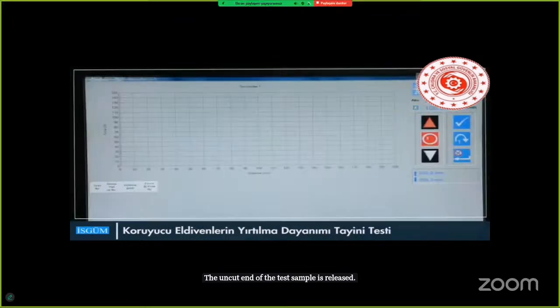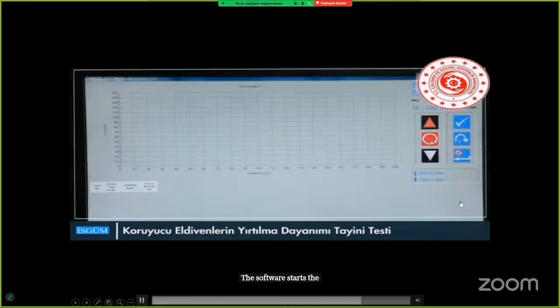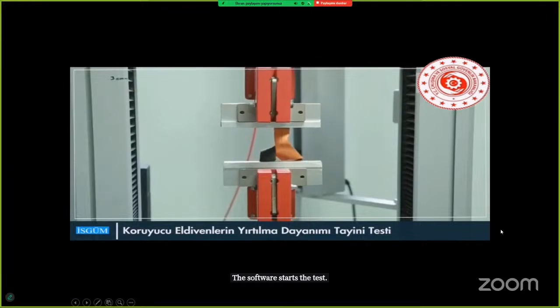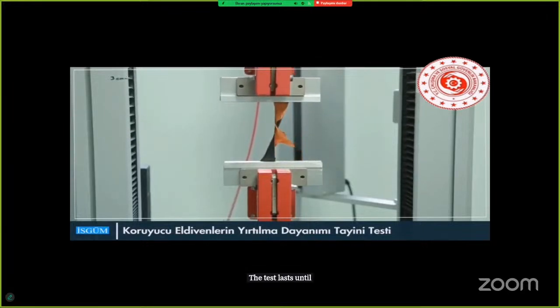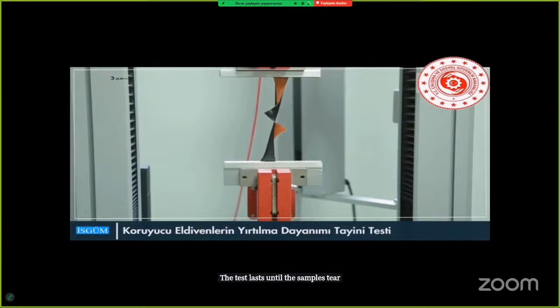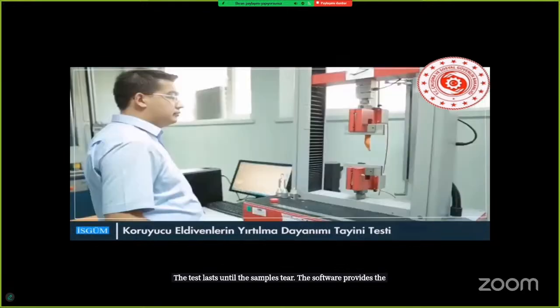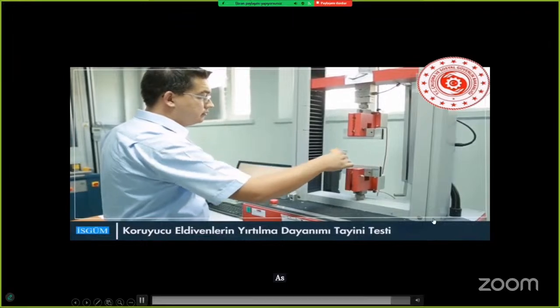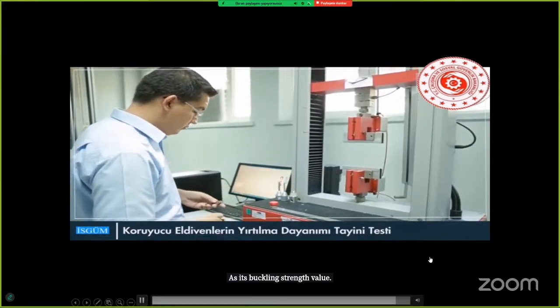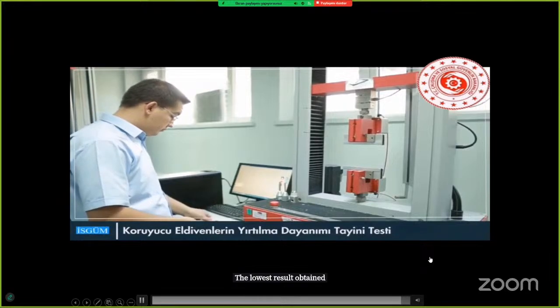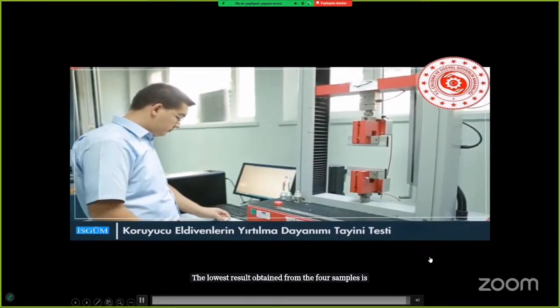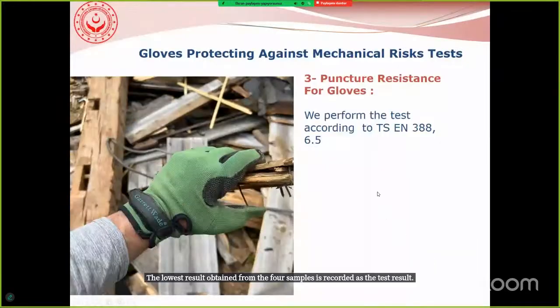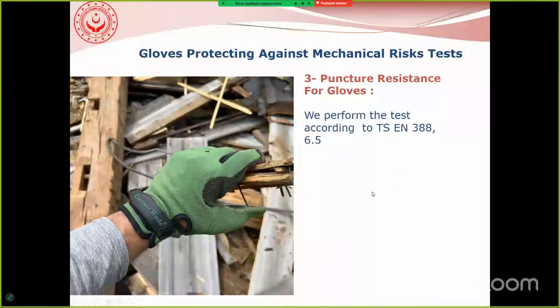The software starts the test. The test lasts until the samples tear. The software provides the highest resistance force of the sample as its tearing strength value. The lowest result obtained from the 4 samples is recorded as the test result. The last test is the puncture resistance test for gloves.